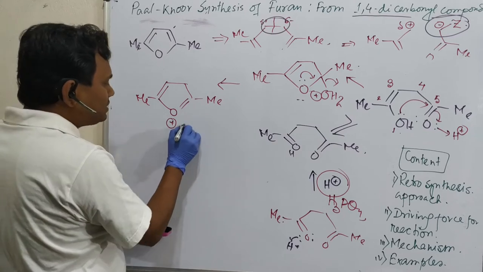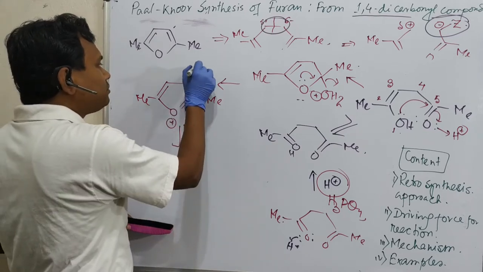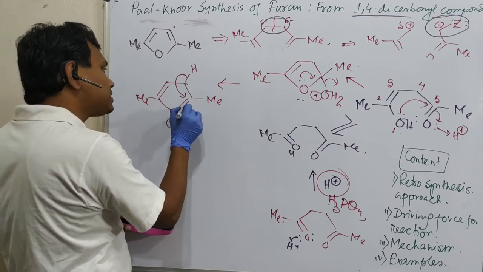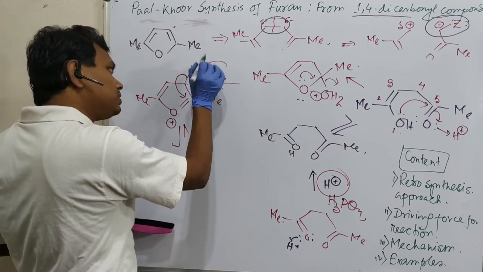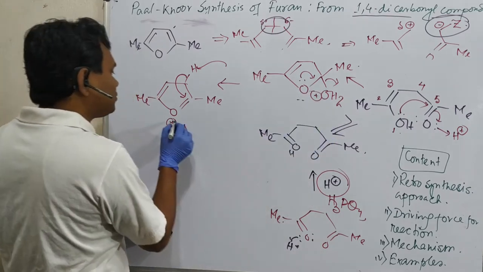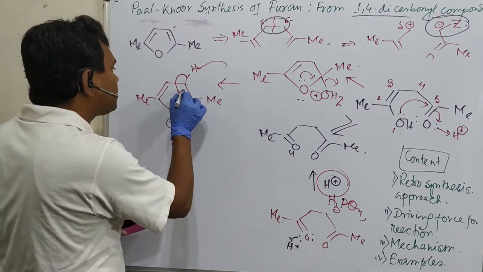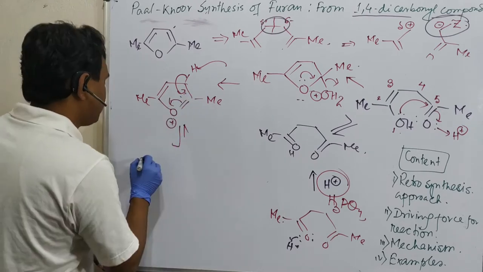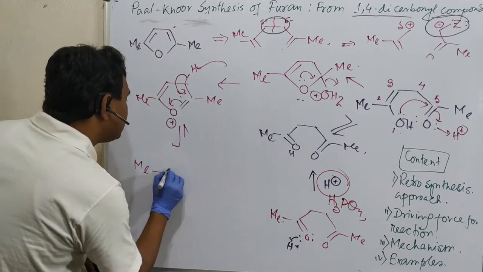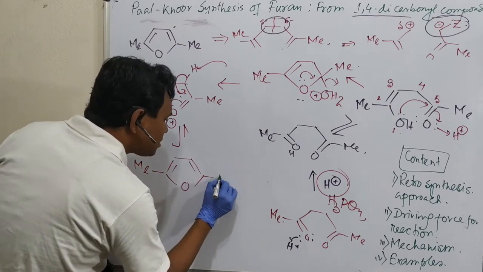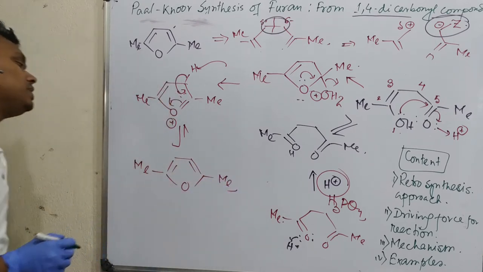Then instantly it will tautomerize, because this is a keto type activated carbonyl. So this will be abstracted by some base or other molecules in the system, and it will open up. I made a mistake. It will come here, it will open up. So this is methyl, this is O, and so our 2,5-dimethyl furan is prepared.